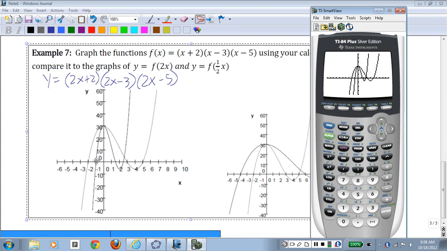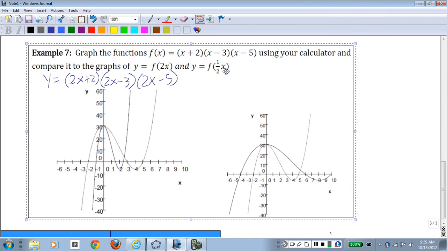The x coordinates, this one goes from -2 to -1. This one goes from 3 to 1.5. This one goes from 5 to 2.5. All the x coordinates of points on the graph get cut in half. Last one of these 4. We're going to stretch the graph horizontally by a factor of 2.